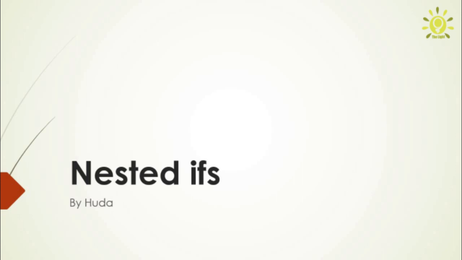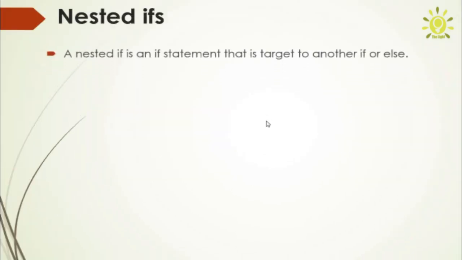Today in this video we're going to show you how nested if statements work in C++. So you just need to follow me and watch this tutorial with full concentration. First of all, what is nested if? A nested if is an if statement that is targeted to another if or else. You can say that an if statement within an if statement is called nested if.